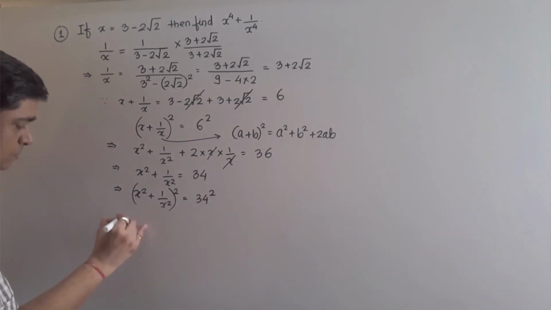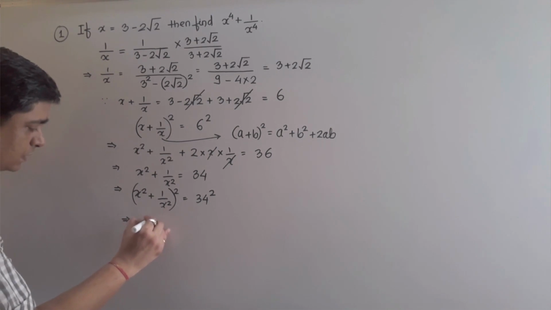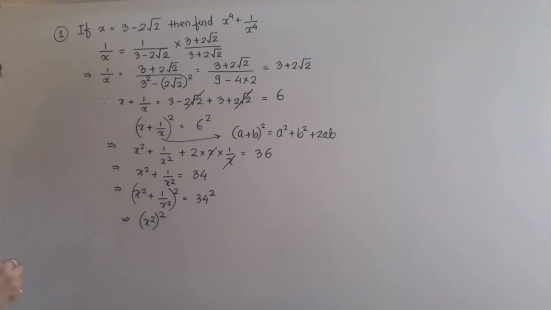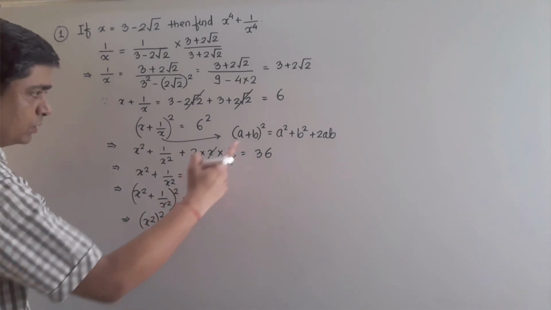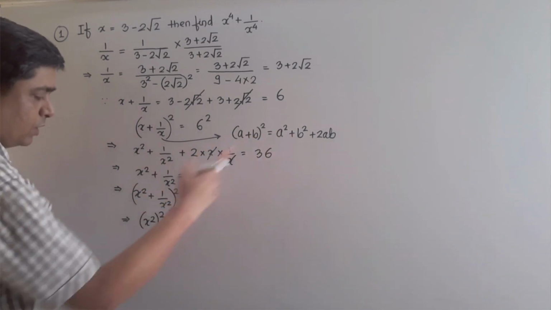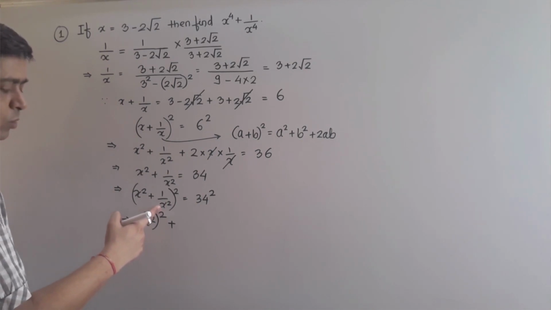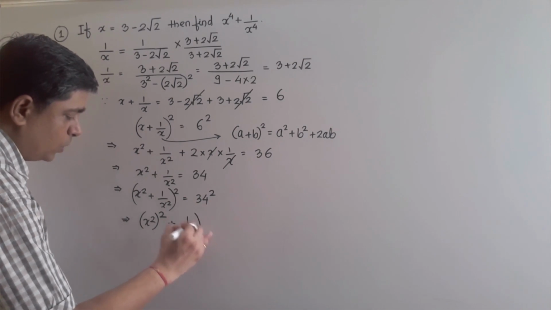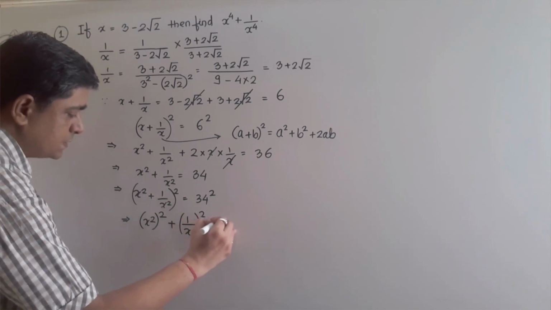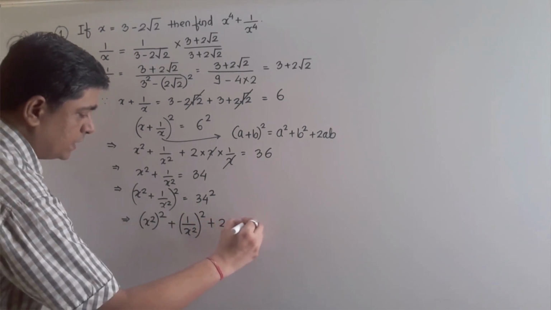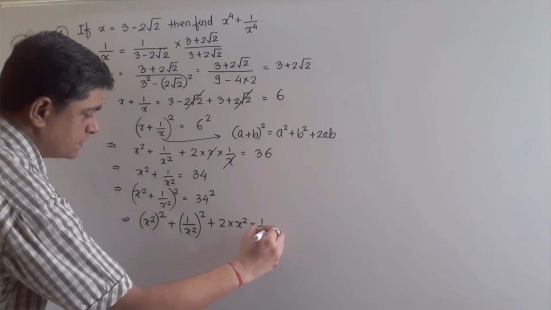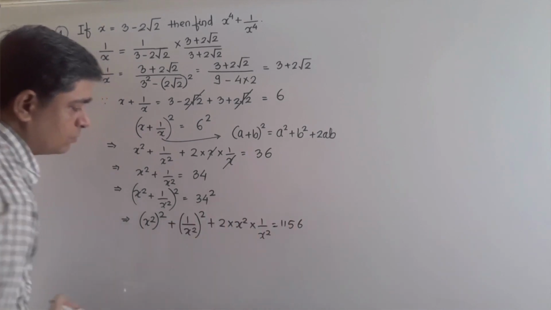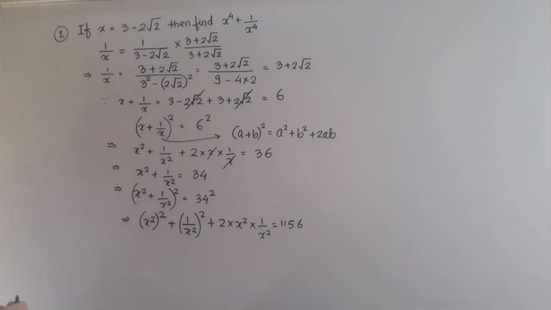So a square, remember your a is here x square, so (x square) whole power 2 will come. Similarly 1 upon x square is your b, because in place of b, 1 upon x square is coming. So (1 upon x square) whole power 2 will come, and plus 2 into x square into 1 upon x square is equal to 1156. 34 square will be equal to 1156.